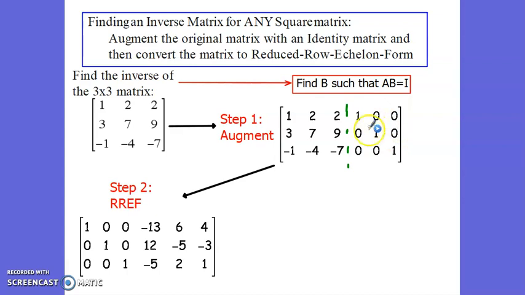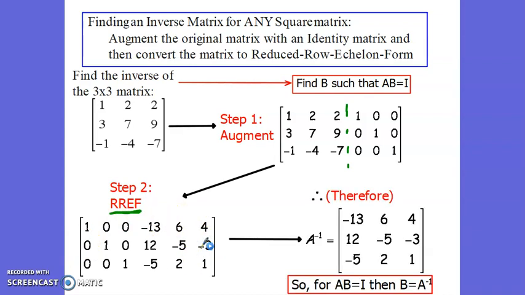So again, we augment it. We basically do our REF, right? We find our REF for our matrix. We do Gauss-Jordan elimination, and we end up finding our inverse matrix. So this portion will be A inverse. That would be A inverse. So if that were matrix A, we just found A inverse.